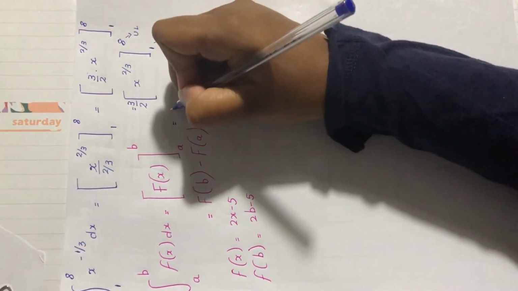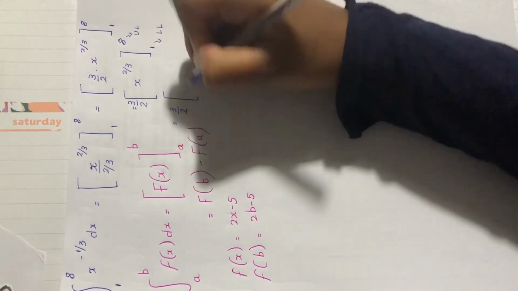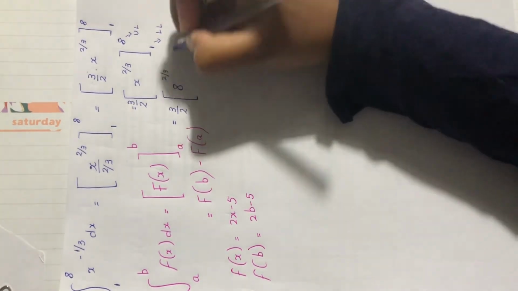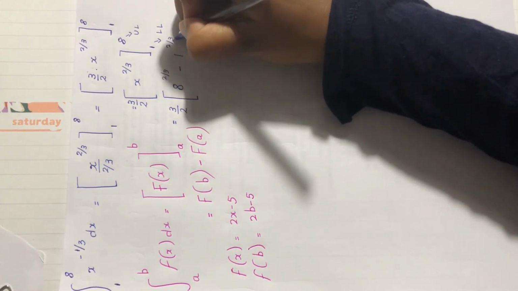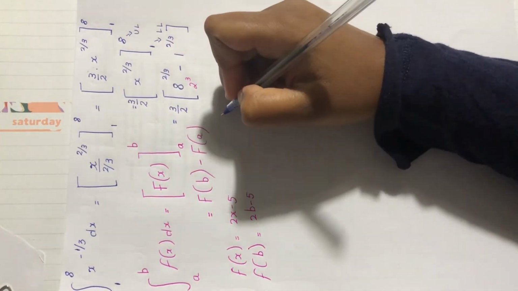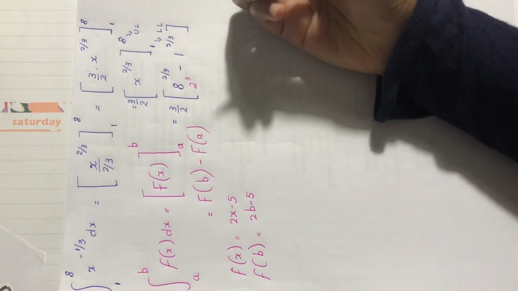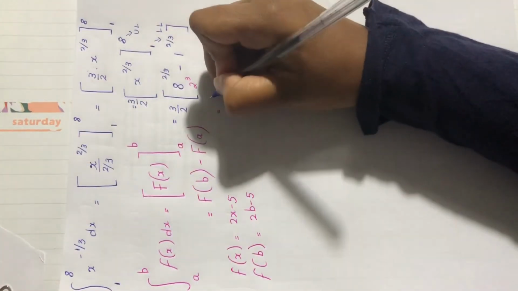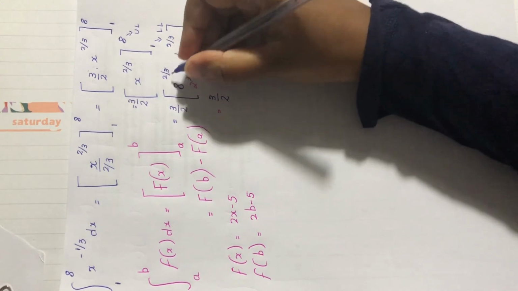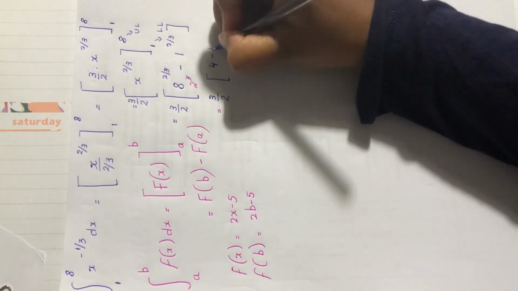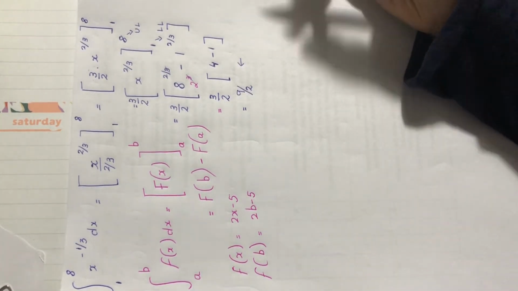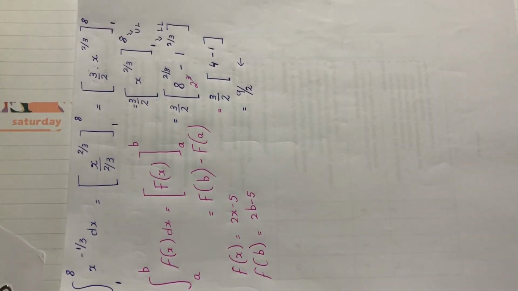Similarly for this one, we have 3 over 2, open bracket. We're going to replace the upper limit first. So we take upper limit 8 to the power 2 over 3 minus 1 to the power 2 over 3. We simplify this: 8 is the same as 2 to the power 3, so 8 to the 2/3 is 4, and 1 to the power 2/3 is going to be 1. So we have 3 over 2 times 4 minus 1, and then we have the answer 9/2. This is known as definite integrals.